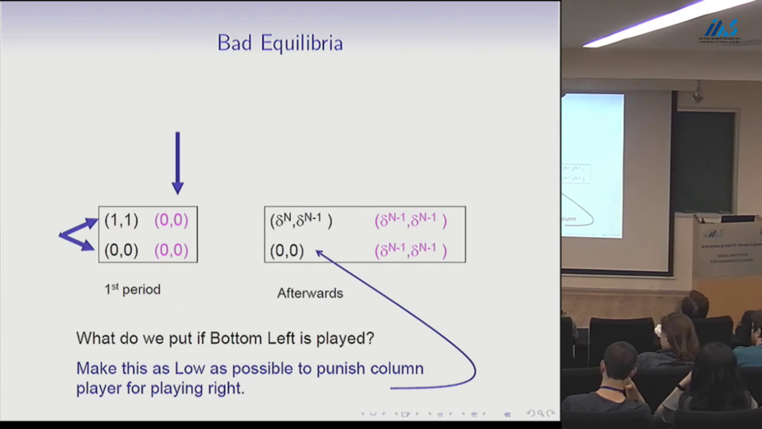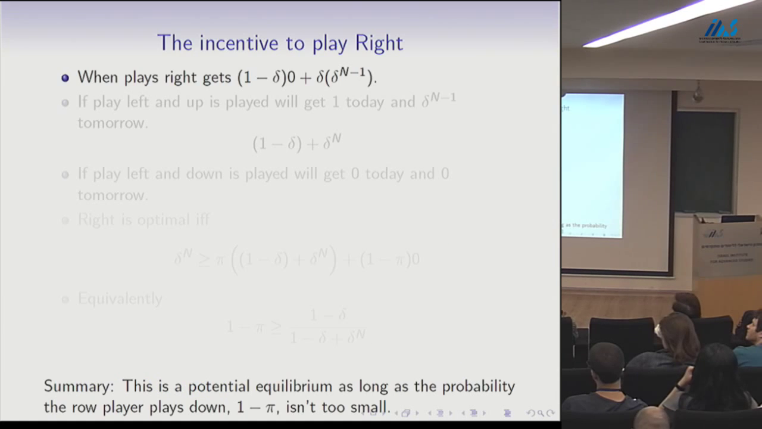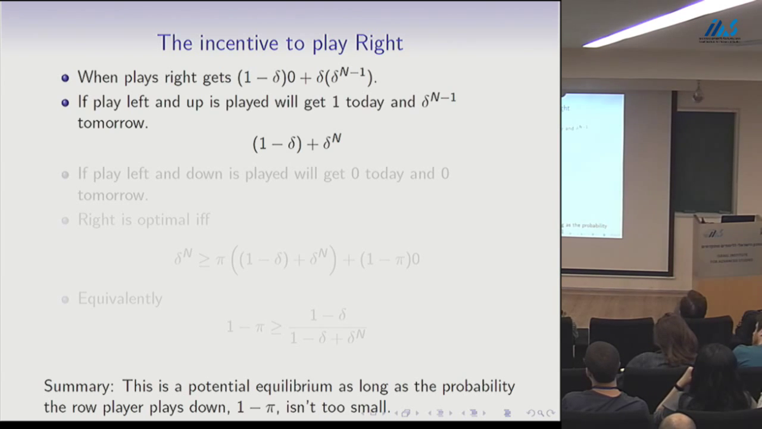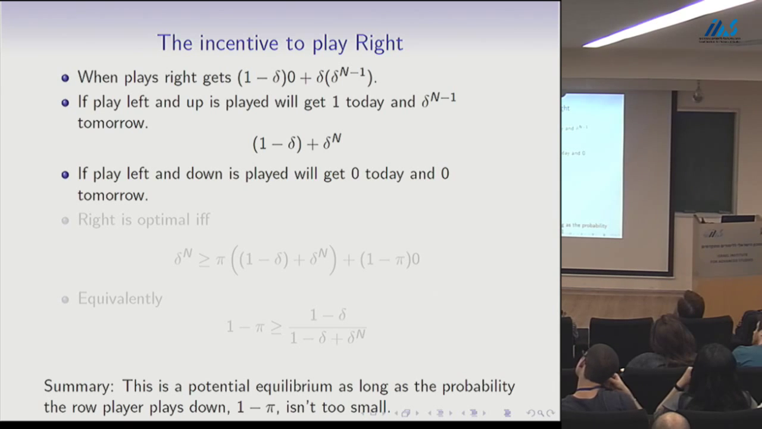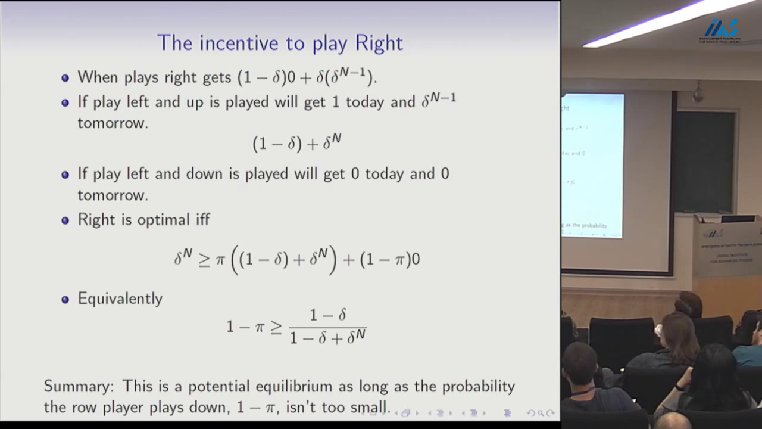So all we need to do now is check that this is equilibrium behavior in this period. And so we've rigged it so this player's indifferent. We just need to check this person wants to play right rather than left. So let's check that. If you play right, you get 0 today for sure, and then discounted delta n-1, you're going to get delta to the power n. What about if you play left? Well, if you got lucky and the other guy played top, you're not going to get punished. You're going to get 1 today and then delta to the n from the future. If you were unlucky and they played down at the same instant as you played left, you're going to get nothing.